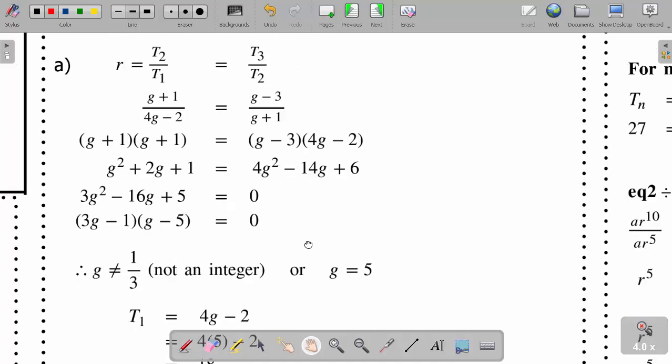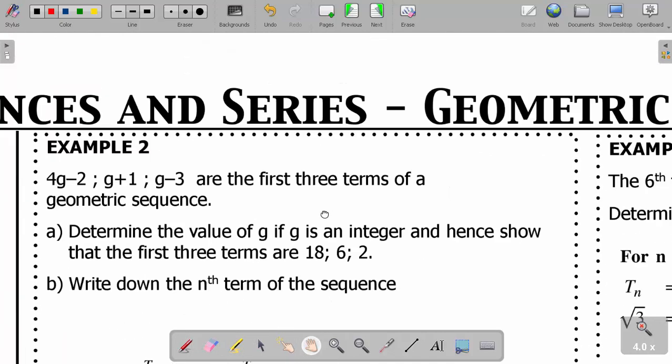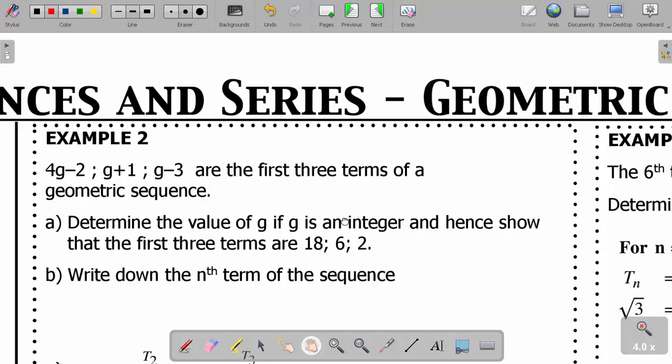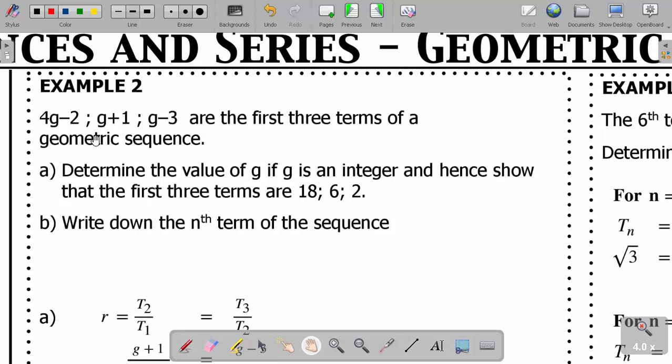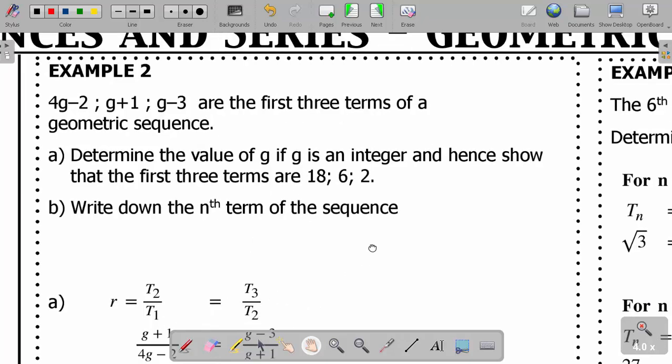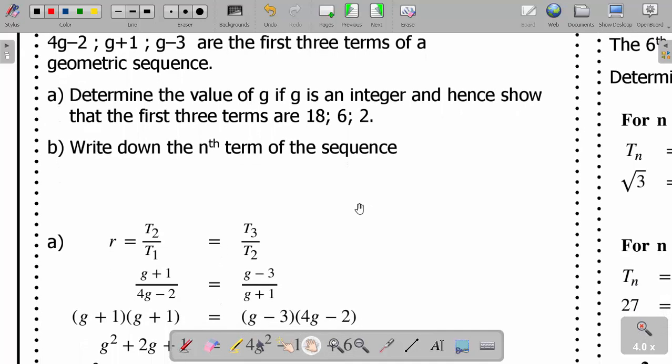Now we have another example 2. It says that 4g minus 2, g plus 1, g minus 3 are the first 3 terms of a geometric sequence. Underline the important information, guys. So they're saying that this is our first term, this is our second term, this is our third term, and they say they form a geometric sequence.